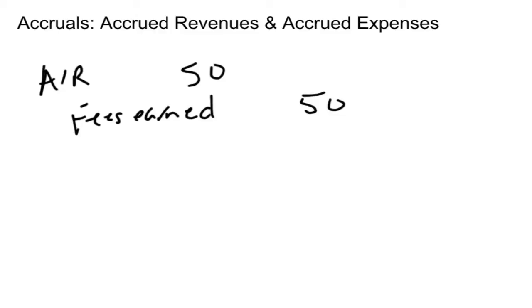We credit it or increase it for $50. Now I have accrued the revenue. You can have the same thing on the expense side. A frequent or common example for accrued expenses would be with payroll.